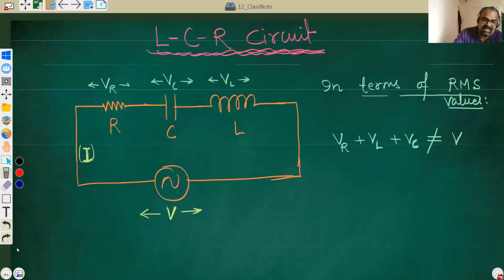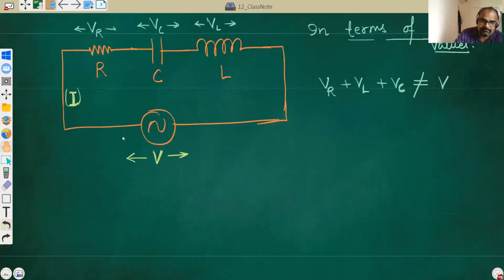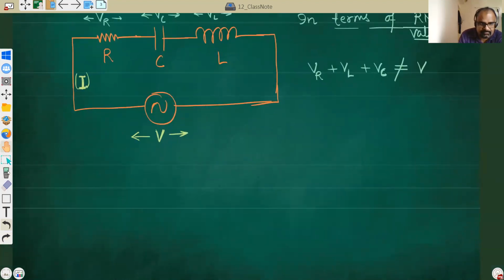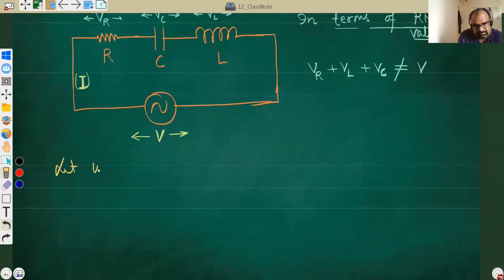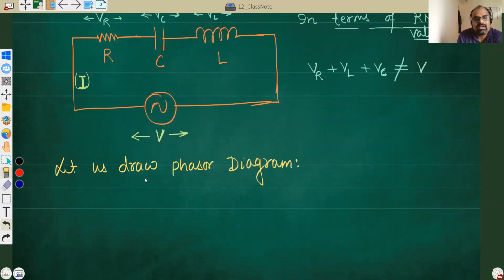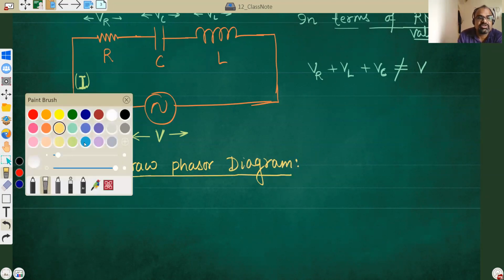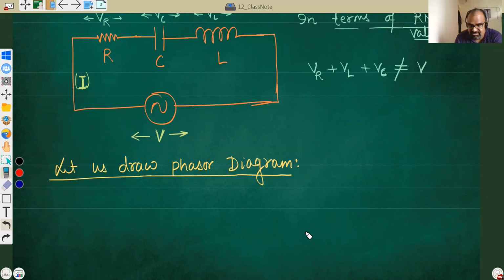So let's draw the phasor diagram. When we draw a phasor diagram, which phasor should we draw first? We should always draw the current phasor first. So here I'm drawing the current phasor as my first phasor. Everything else should be drawn relative to this.